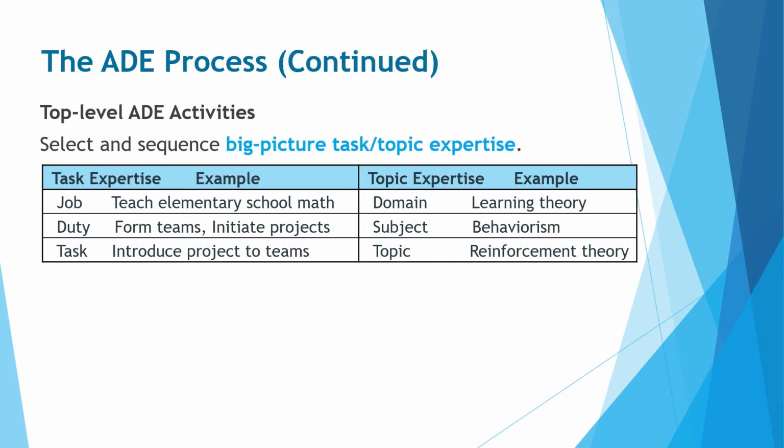For selecting and sequencing a fuzzy vision of task or topic expertise, topic expertise can be broken down in a similar manner to task expertise. On the top level, you break a job down into duties, then break each duty down into tasks. Similarly, you break a domain down into subjects and each subject into topics. What's considered a duty in one course might be considered a task in another, and the same holds for topic expertise. That's as far as you go for the top-level analysis, and it allows you to now decide on a sequence for teaching the tasks or topics.